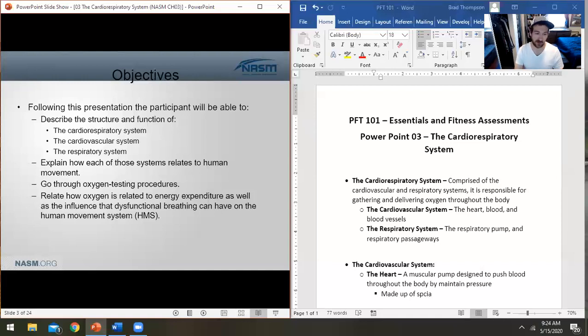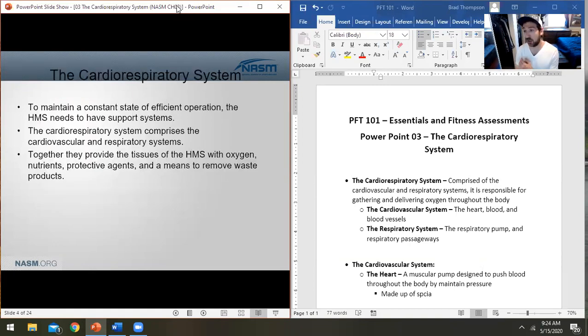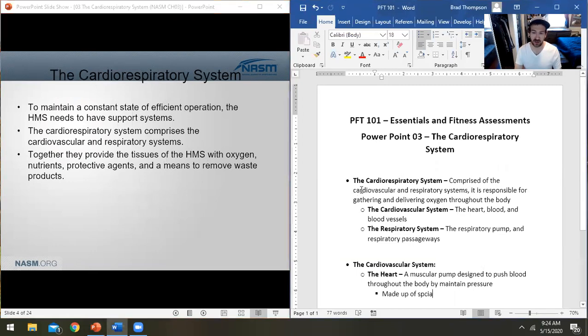That's going to be a big part of what we talk about today. We'll talk a little bit about oxygen testing and things like that. And then we'll talk about how all of that relates to us producing energy for movement. So if we look at our cardiorespiratory system, it is comprised of the cardiovascular and the respiratory systems.